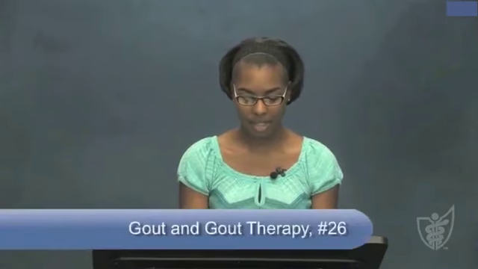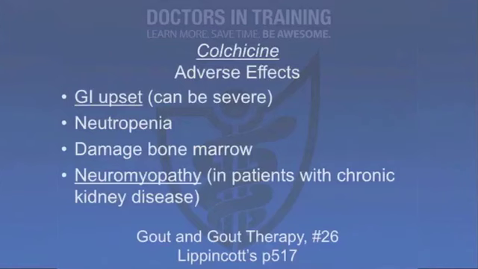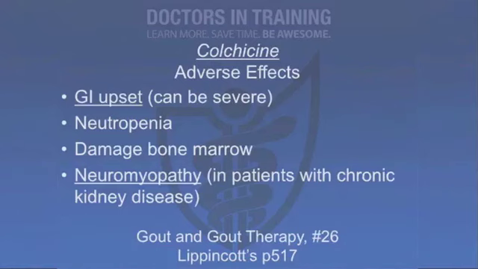Some of the adverse effects of colchicine: severe GI upset. That is actually one of the indicators that we use to stop colchicine when we're treating somebody acutely for a gout attack. When they have so much nausea, so much vomiting, so much diarrhea, that's when we decide that it's time to discontinue it. The next thing is neutropenia. It can also damage your bone marrow. Severe neuromyopathy may result in patients with chronic kidney disease. You don't want to use this in a patient with renal insufficiency because that can actually be irreversible.